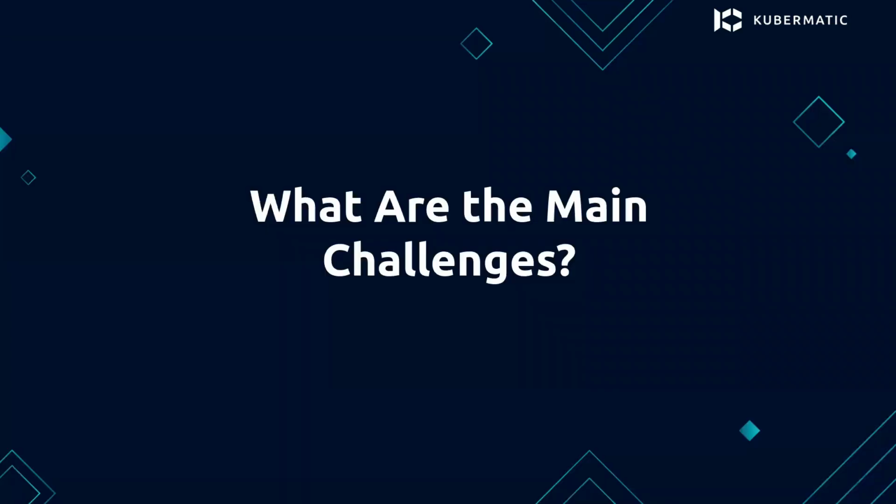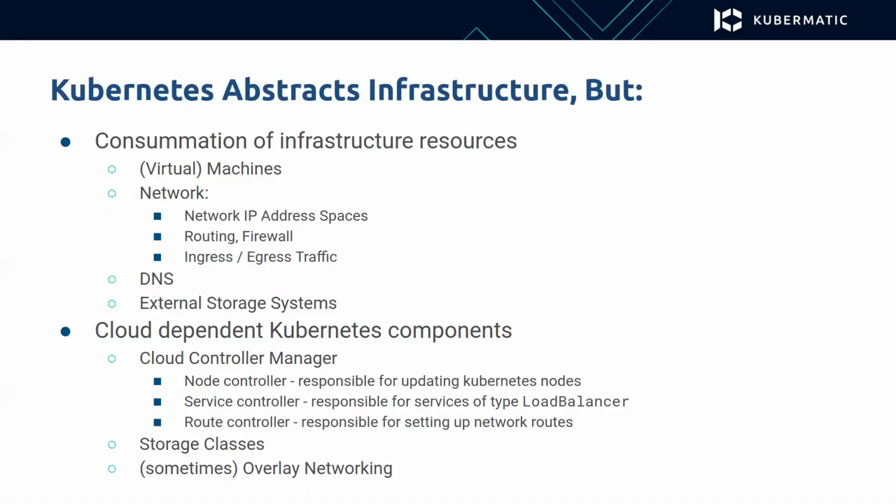So what kind of challenges and problems and kind of fallacies are we talking about here? Kubernetes itself abstracts infrastructure generally, but it does consume certain resources from its environment. First of all, the machines it runs on, but it needs IP address spaces to be available for pod networks, but also for the machines it's running on.